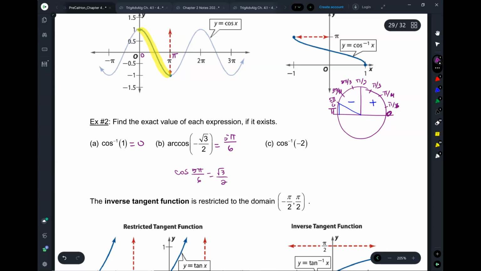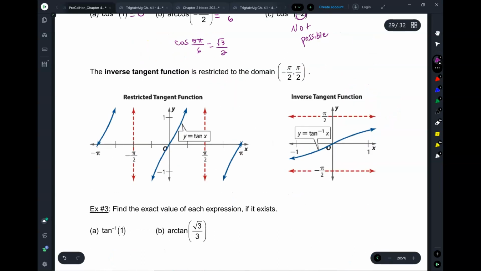Okay, inverse cosine of -2. What is this between -1 and 1? No, so it's no solution or not possible. Can you put the 0 on the line too? Sure. Okay. Next.